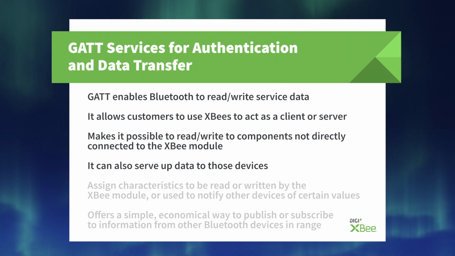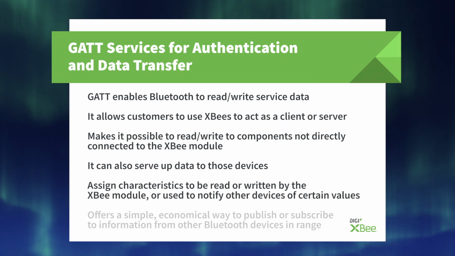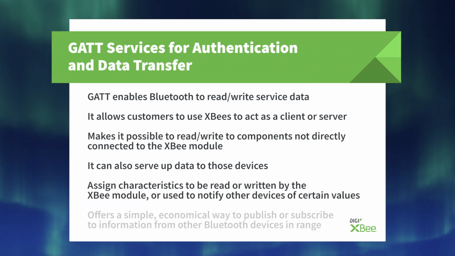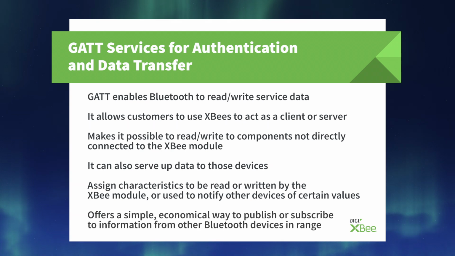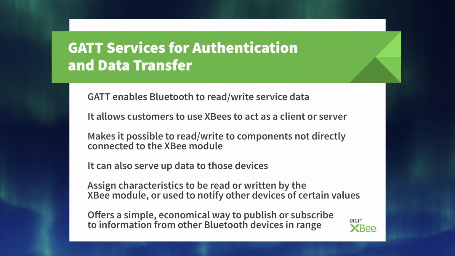Using GATT, a customer can assign characteristics, which can then be read via the XBee, written, or to notify or alarm other devices of certain values. This is a simple and economical method to publish and subscribe to information provided by other BLE devices within range from the XBee without having to have a wired connection.